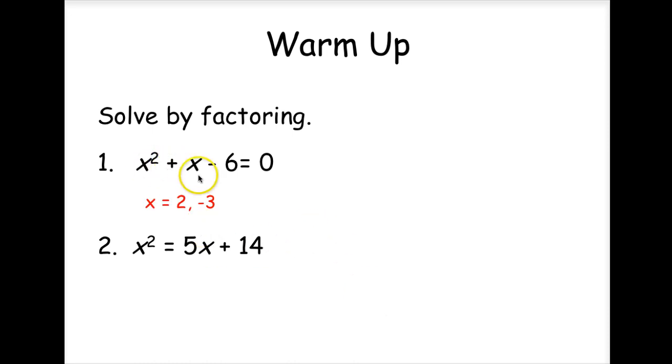So we have x plus 3, x minus 2 equals 0, and when we set them both equal to 0, x is equal to 2 and negative 3. This one, we subtract 5x and 14 from both sides to set it equal to 0. Our factors would be x minus 7, x plus 2. When each of those are set equal to 0 and solved for x, we get x is equal to 7 or negative 2.